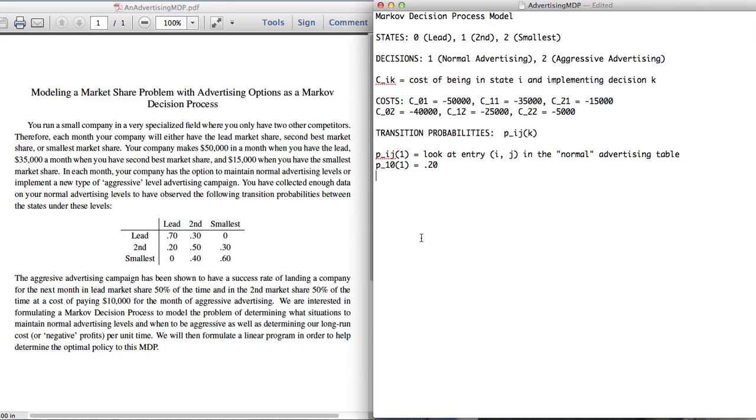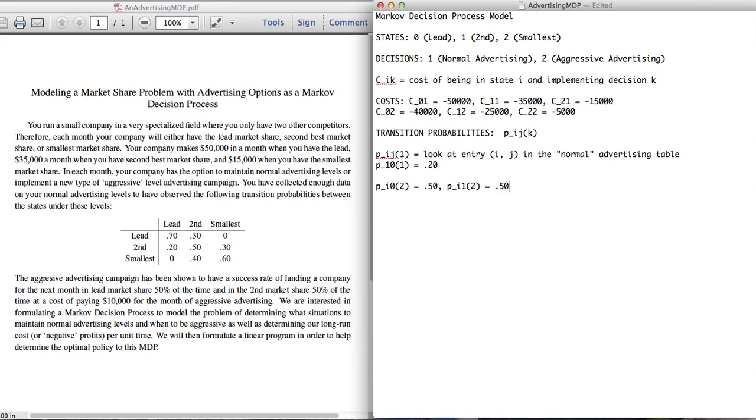The second thing is, what happens when we implement the aggressive advertising decision? Well, it's a 50-50 chance that we end up in either the lead market share or the second market share. So in this case, what we have is P from any i into the lead market share, state 0, under decision 2 is equal to 0.50. And then P from any state to state 1 when we implement decision 2 is also equal to 0.5.